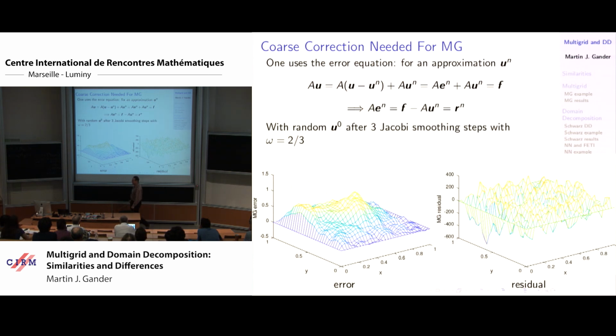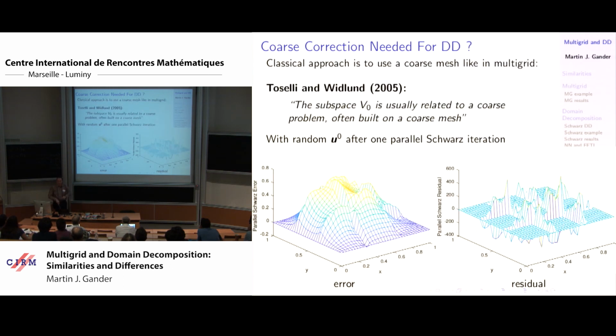Now, how does this look in domain decomposition? What does one classically do as a coarse space? There is a quote from the book of Toselli and Widlund as well. The subspace V0 is usually related to a coarse problem, often built on a coarse mesh. That's what we usually do. Like in multigrid, we build a coarse mesh, we do a coarse solve in the residual equation, and then we interpolate.